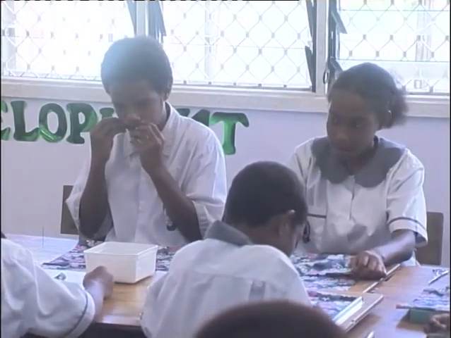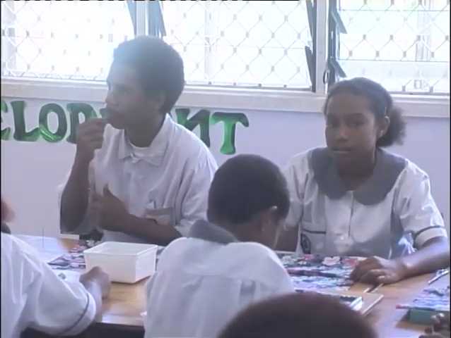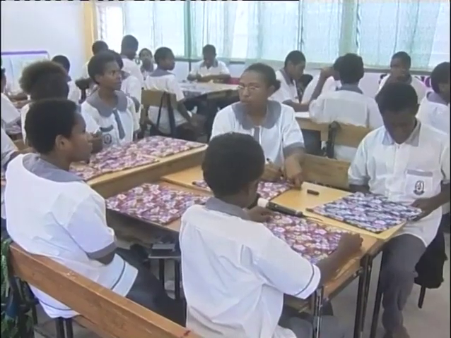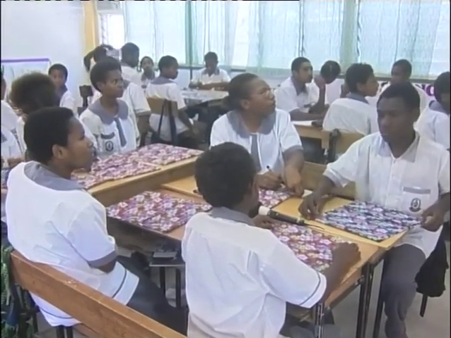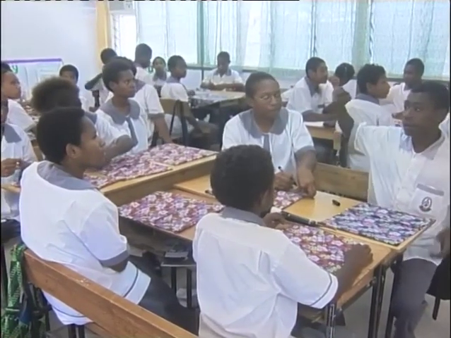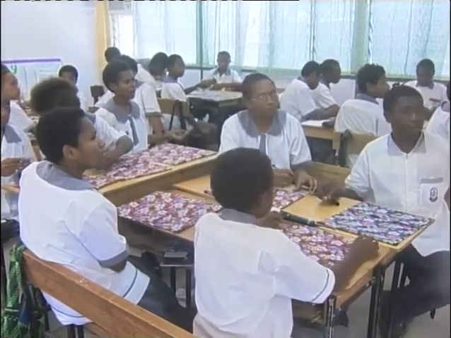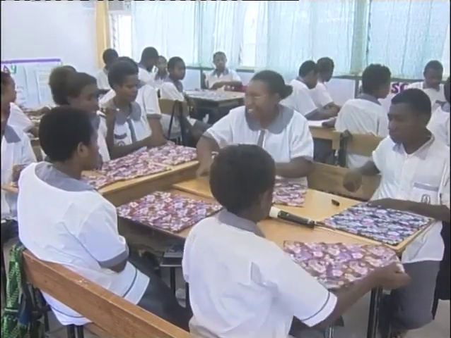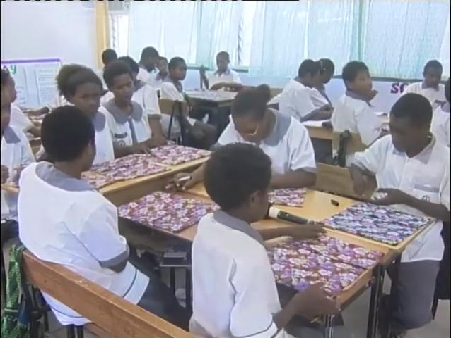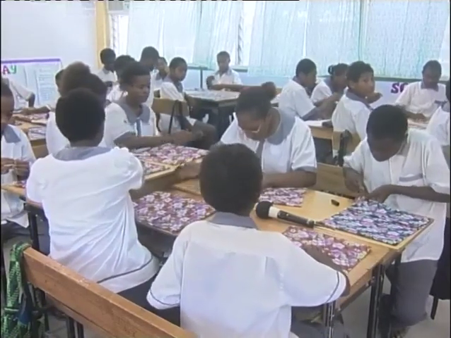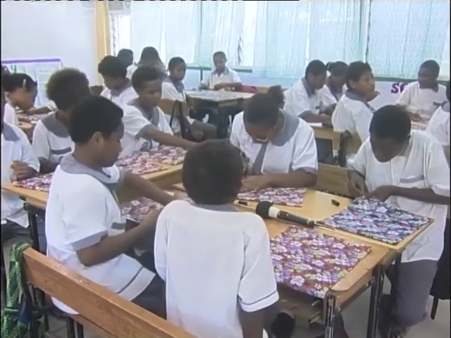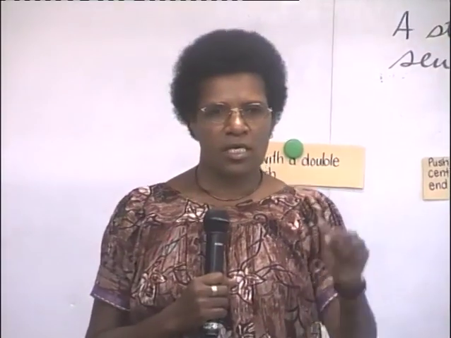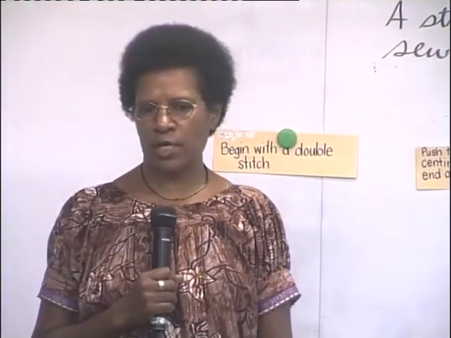Now, which side of the flap are you to pin down? The left or the right? Which side of the pillowcase are we going to be working on? The right. So you should be pinning down the right side. If you don't have enough pins, just use one to pin down the flap that you have folded over.